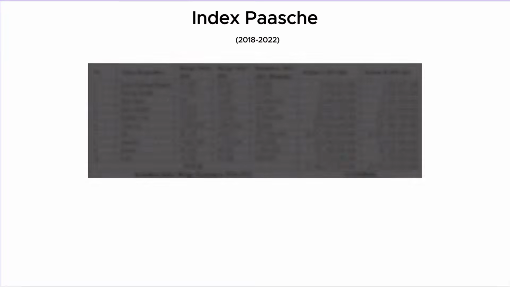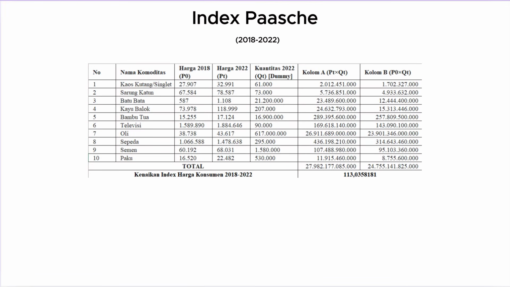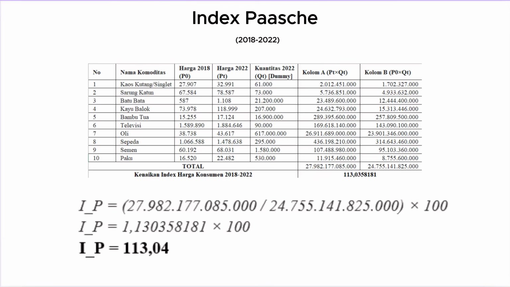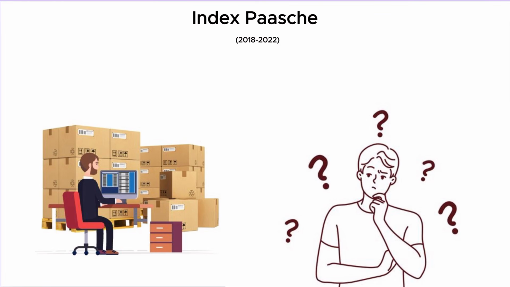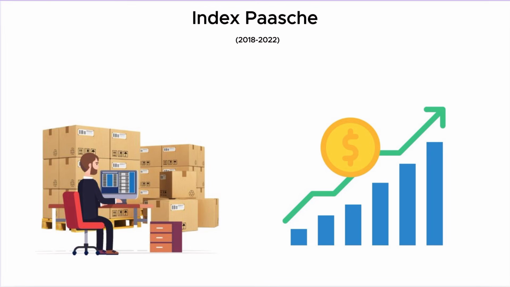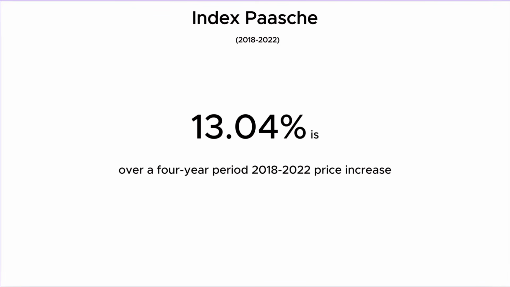By calculating the aggregate total for all 10 non-food commodities, we divide the 2022 expenditures by the 2018 base year value. This gives us a final index score of 113.04. What does this mean economically? It means that this group of non-food commodities experienced an average price increase, or structural inflation, of 13.04% over a 4-year period.